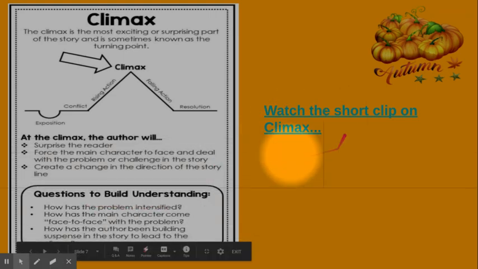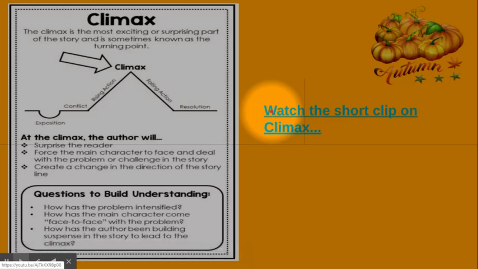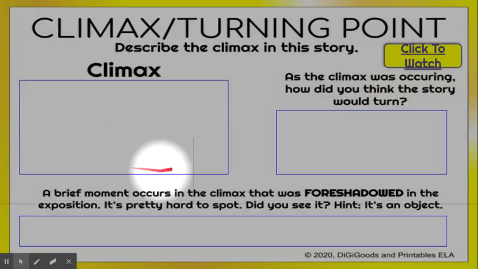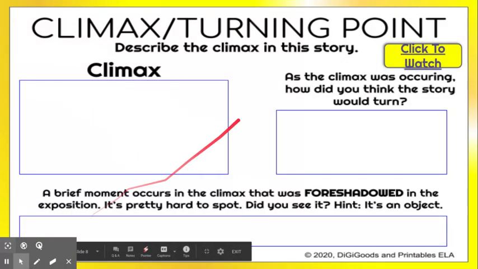So I'm going to have you watch this short clip on your own on Climax. It's not even a minute. I think these notes in here that we've talked about should definitely shed a little bit more light or serve as a really good review for many, many of you. Okay. So now we're going to turn to our activity. Climax and the turning point.